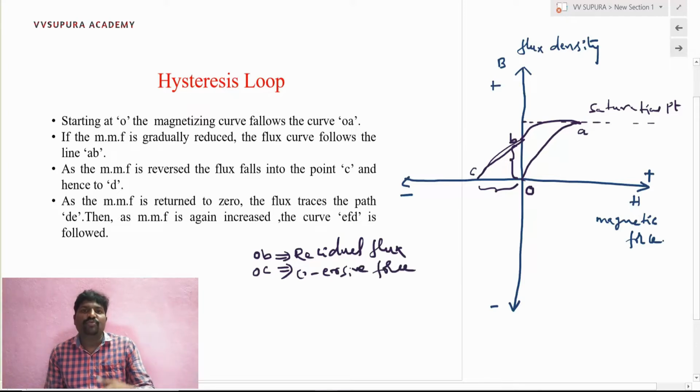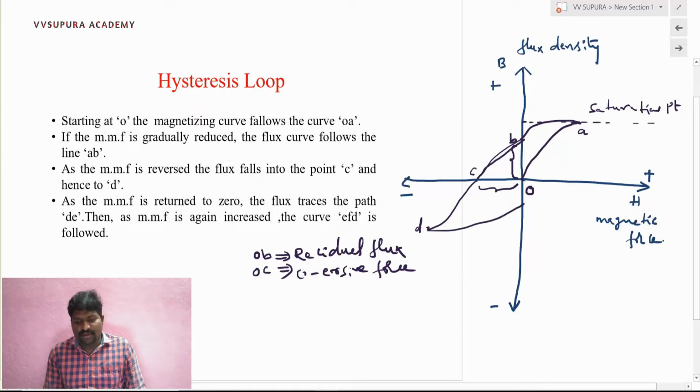The force required to make that magnetic flux density zero. So if I increase further, it reaches point D, and if I want to make it 0, it will reach point E. If I increase it further, it will reach a point like this. The path will be D, E, F.